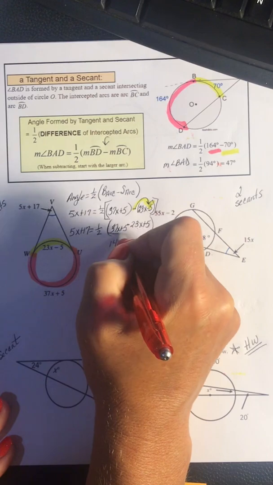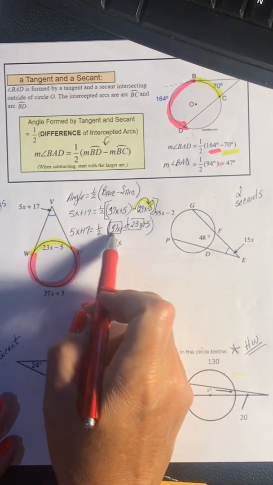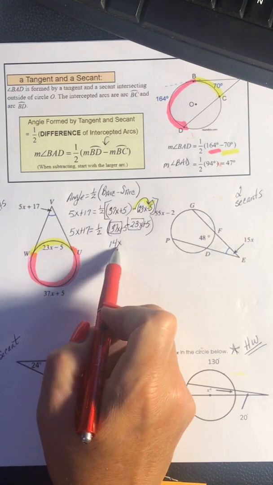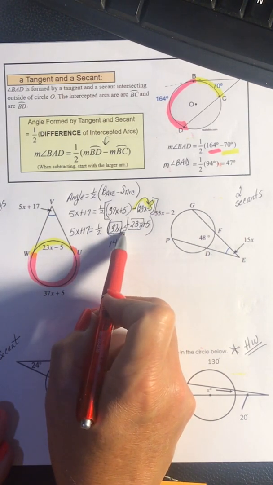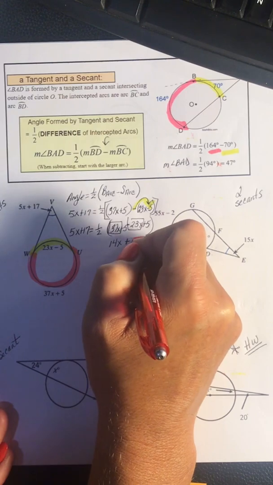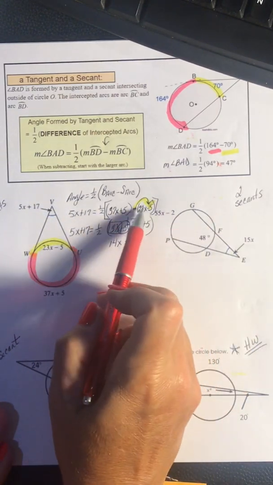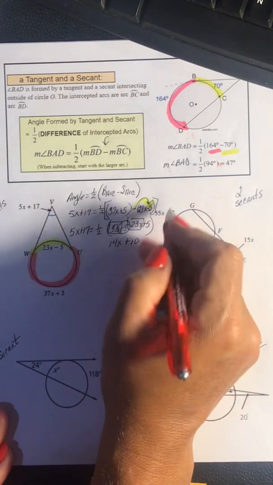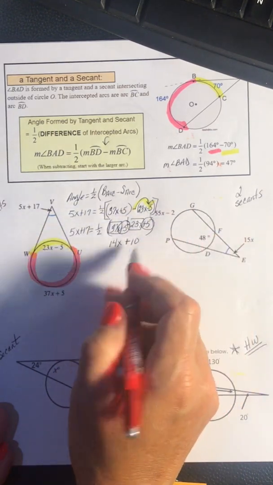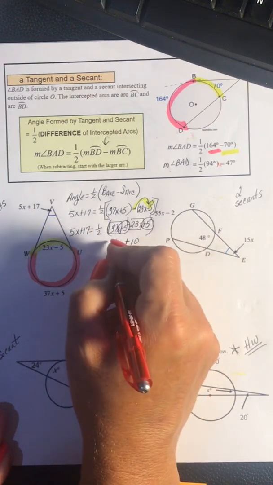37x minus 23x, when I combine like terms, gives me 14x. And this is a negative, this is a positive 5 and a positive 5, which is going to become 10. That's positive 5. And this negative and negative became a positive. So that's plus 10.